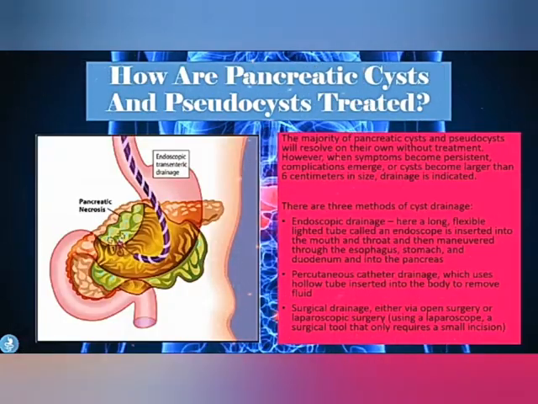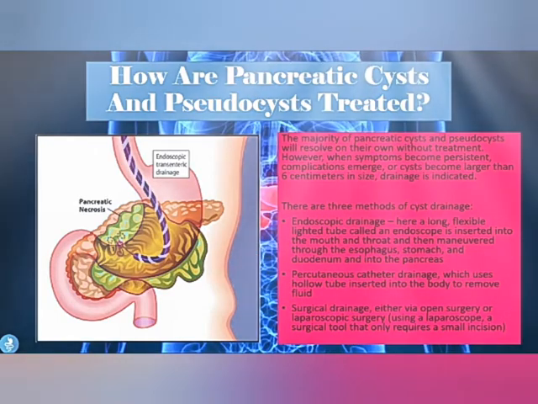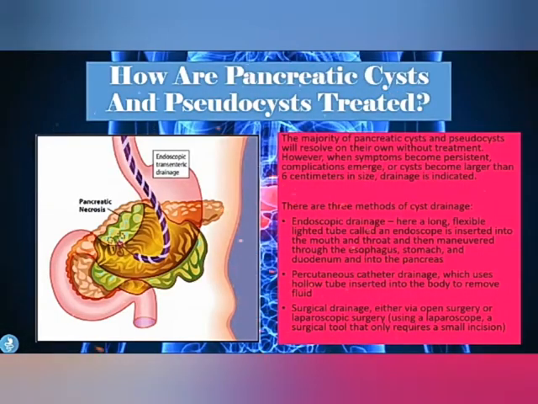So how are pancreatic cysts and pseudocysts treated? The majority of pancreatic cysts and pseudocysts will resolve on their own, and they therefore will not require any treatment. As we said, many patients are asymptomatic, and the majority of these cysts disappear on their own. So there's no real alarm. However, when symptoms do become persistent or complications emerge, or the cysts become larger than 6 centimeters in size, then drainage is indicated. There are 3 main methods of cyst drainage.